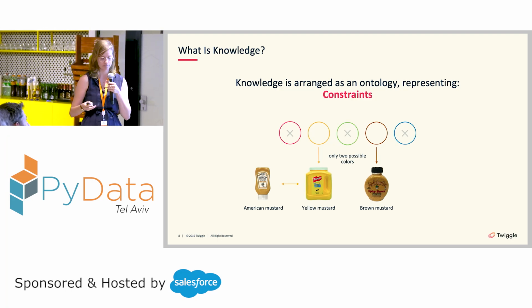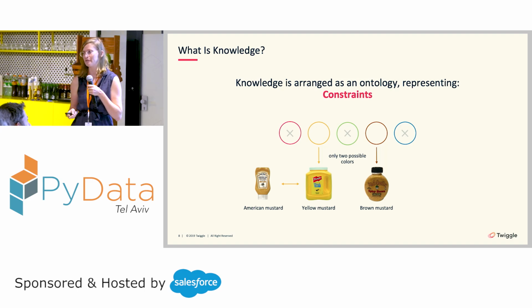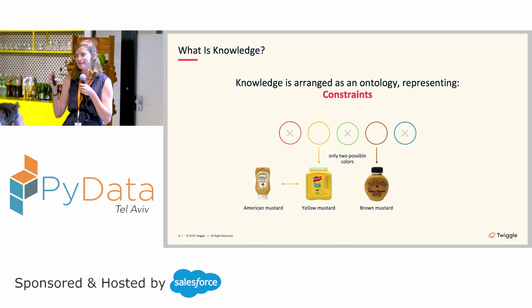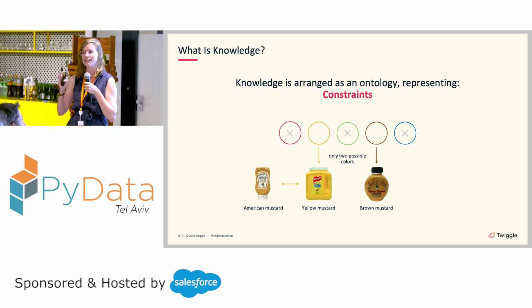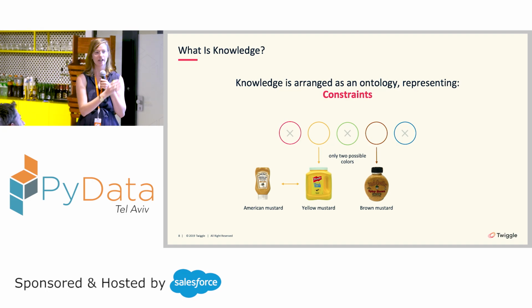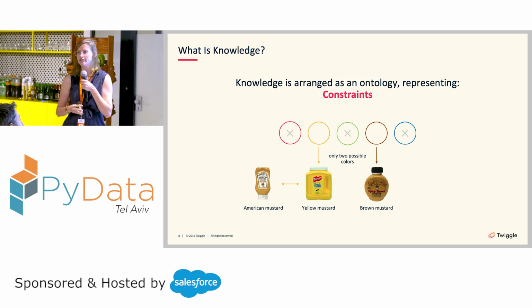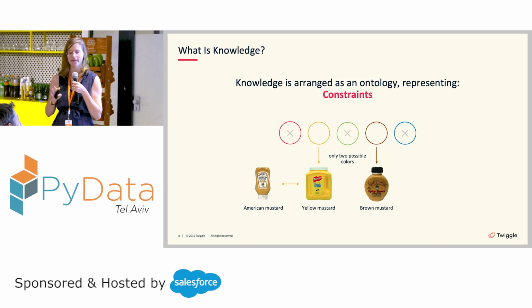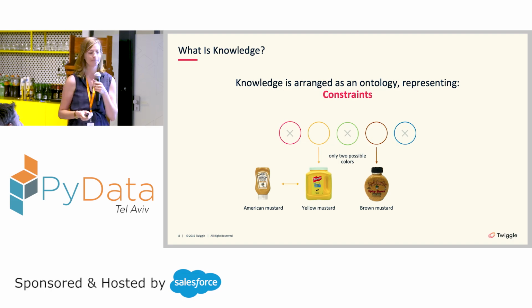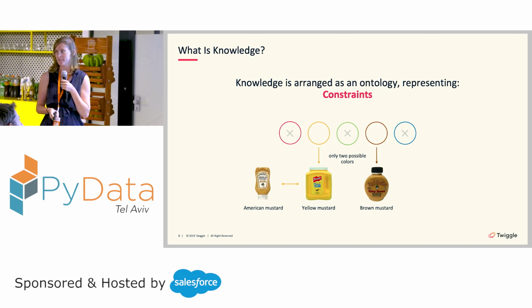And well, I just spent the last few minutes talking about mustard, but there are thousands of other product types in the world, and each one of them has just as many properties and constraints and relations with other product types. So by now you're probably thinking, okay, this might be complicated. And this is where I come in.